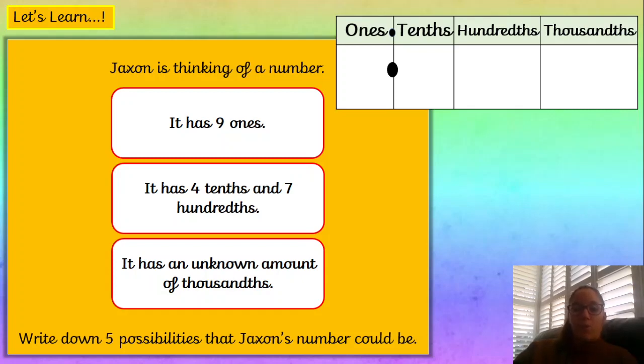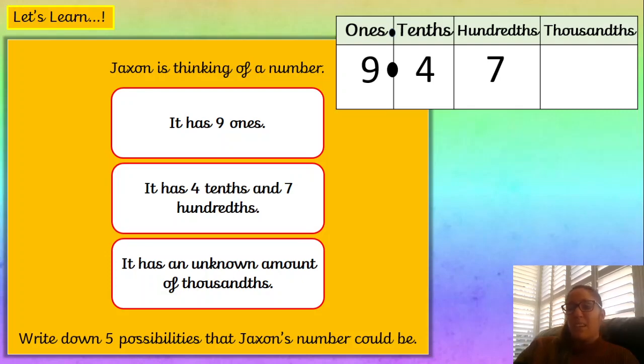Okay, so we know the number has 9 ones. We also know it has 4 tenths and 7 hundredths. What we don't know is the amount of thousandths. Write down 5 possibilities that Jackson's number could be.